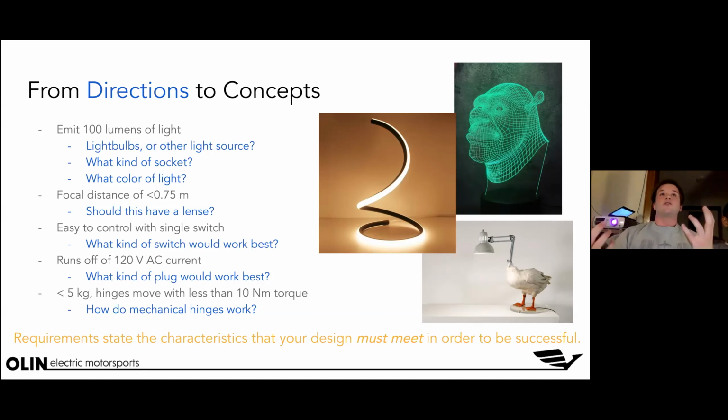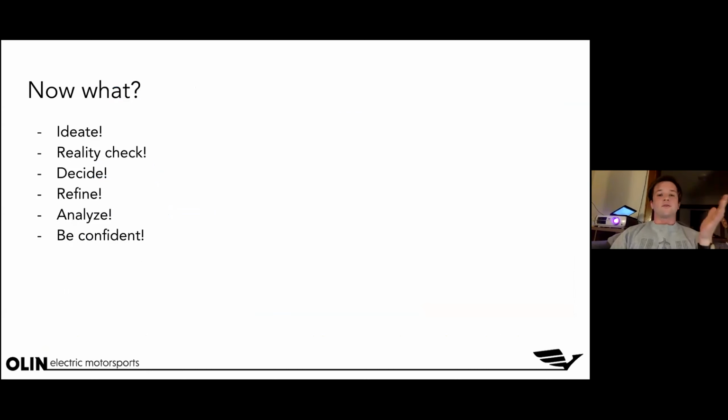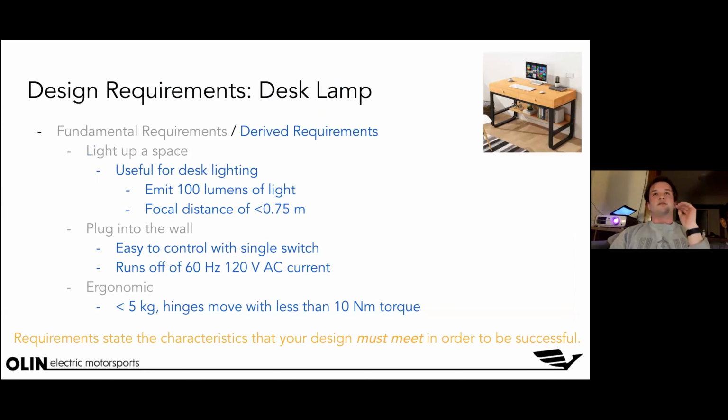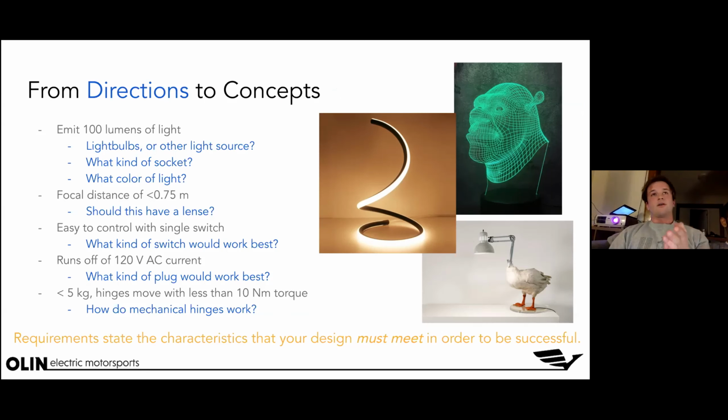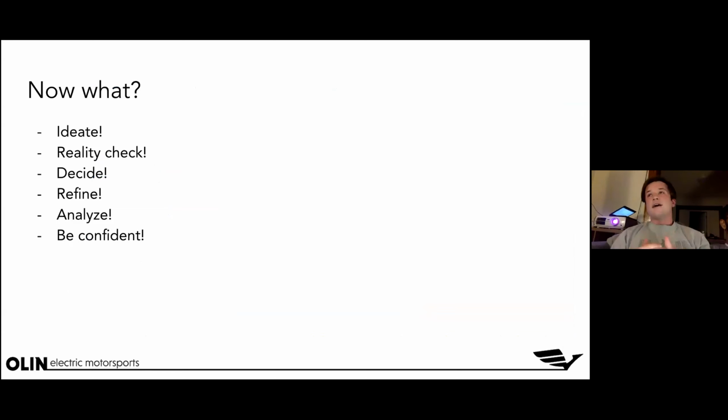And so 100 lumens of light could be 100 candles. It could be a spotlight really far away or a bucket of burning magnesium chunks. There's a lot of creativity that comes with that. And so once you get to that point, you have your requirements, you have this very specific list of numbers that your design needs to hit. The next step that I'm not going to go super in depth in is to ideate, come up with a bunch of different ideas that are super creative and out of the box, do some sort of gut check, like is this actually feasible, decide on a direction, refine it, do a bunch of analysis, and be confident that your thing is actually going to work.